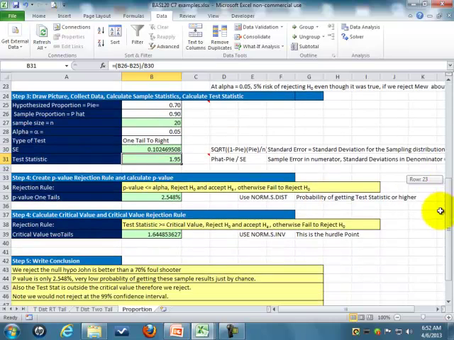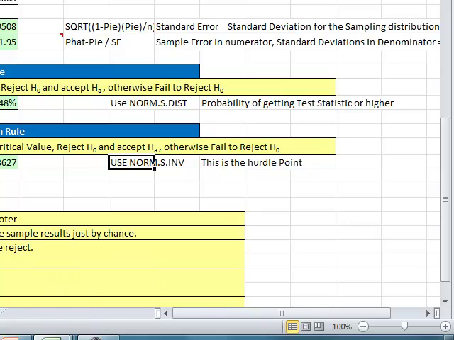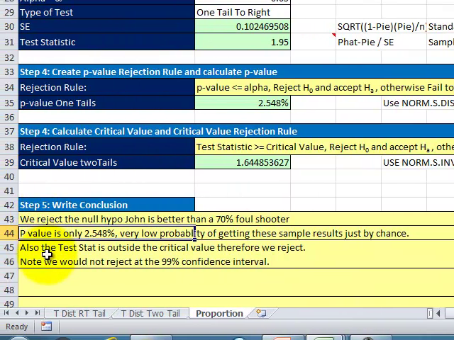And then we go to Excel and do the same things, except we now have a different distribution. We use the NORM.S.DIST and the NORM.S.INV. And in this case, we reject the null hypothesis. There's only a 2.5% probability that he would shoot 90% by chance. And we're at a 95% confidence level. Now note, if it was a 99% confidence level, we wouldn't reject it, because to reject at a 99% confidence level, the p-value would have to be 1% or less.